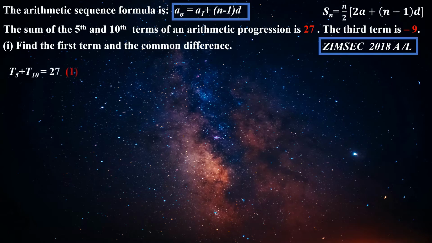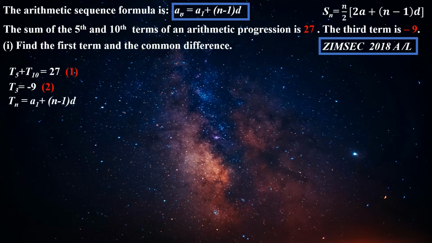Now we know that if we say T5 plus T10, we should get 27, if we add those two terms. That is going to be the first equation. And we have another equation. We know that T3 is equal to -9. That is the third term, or A3 is -9. And above we could have said A5 plus A10 gives us 27. Still good. Okay, so I'm going to use this equation.